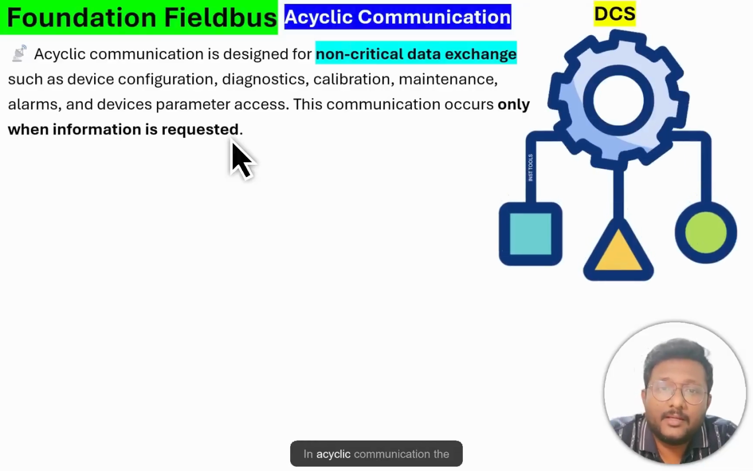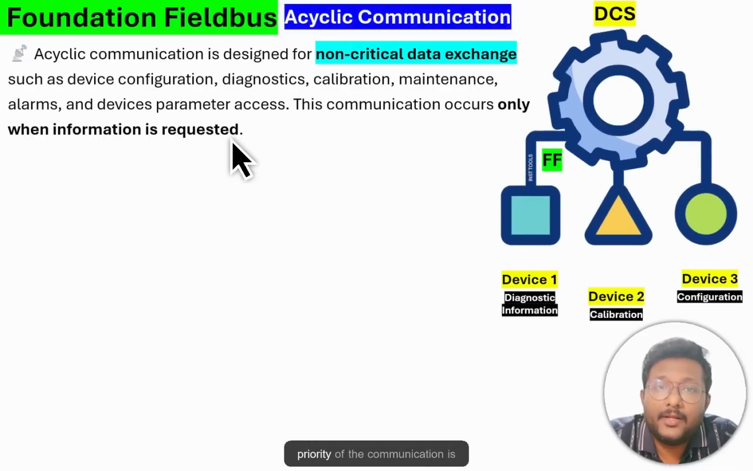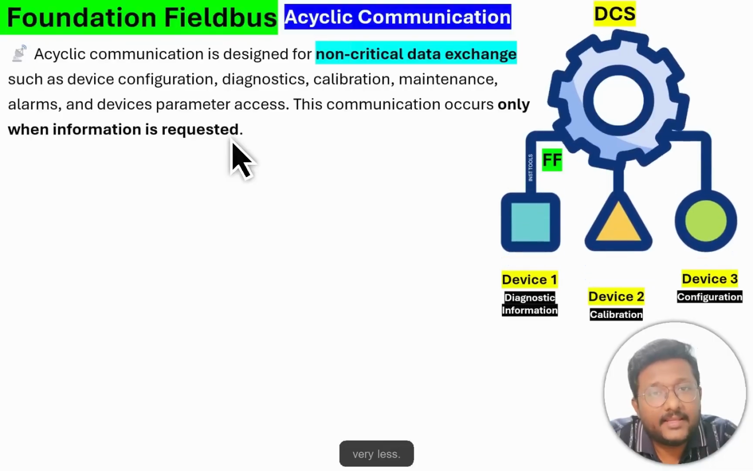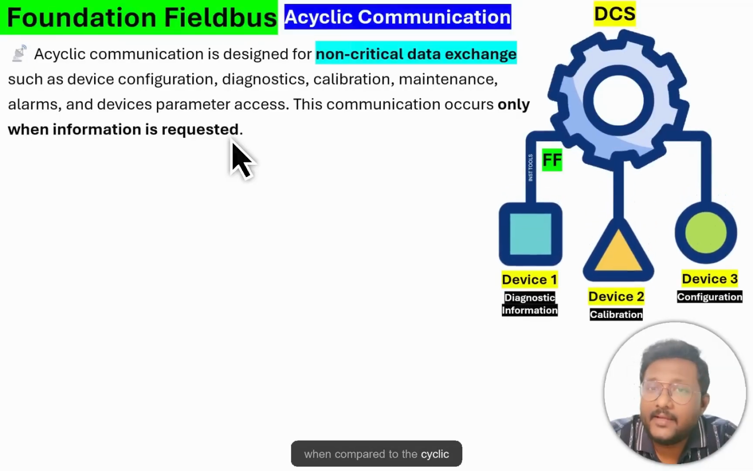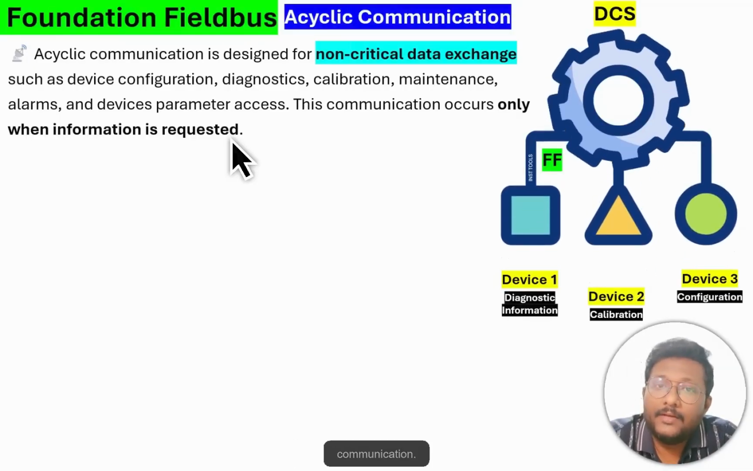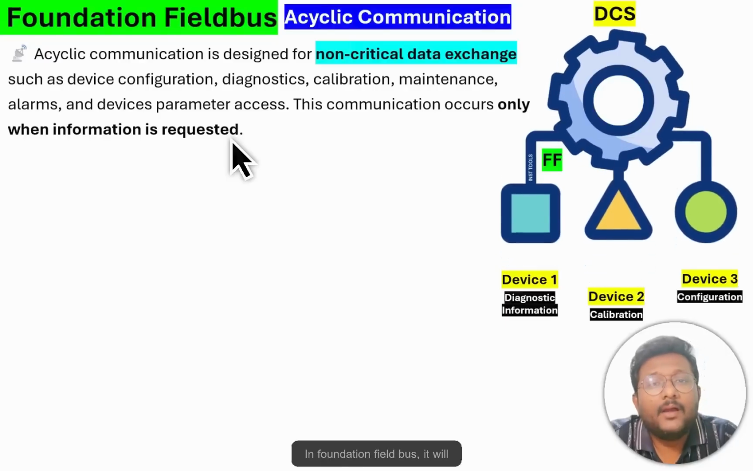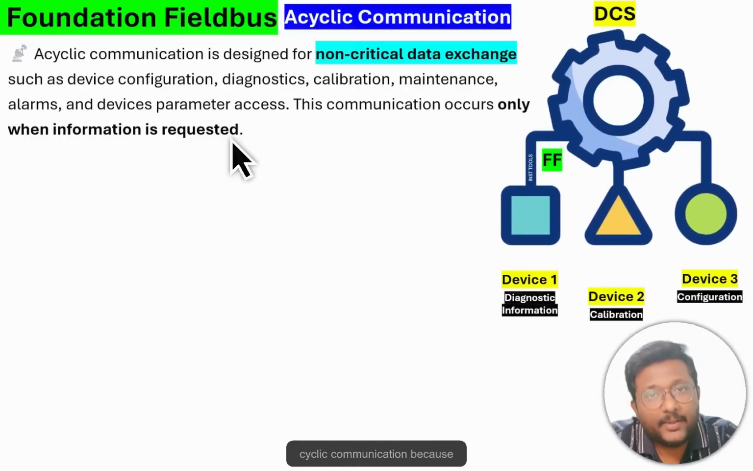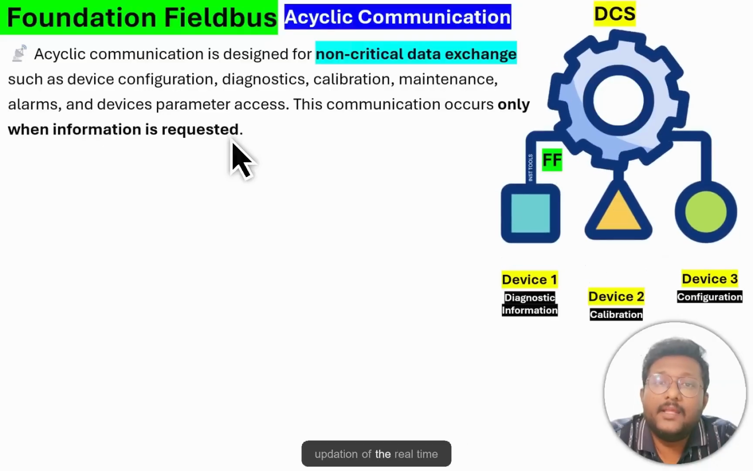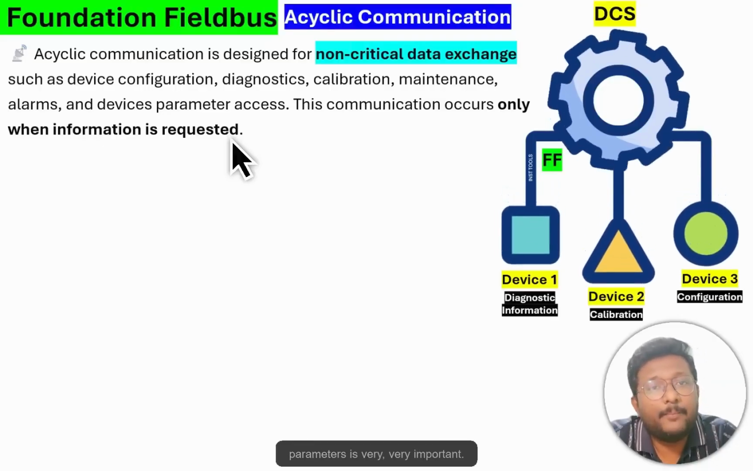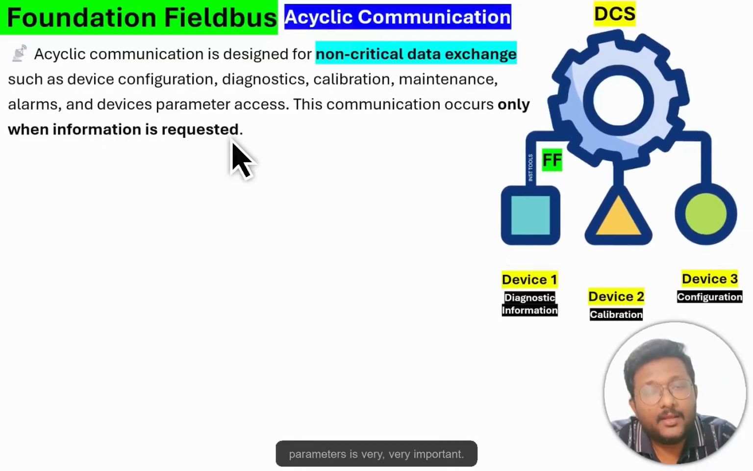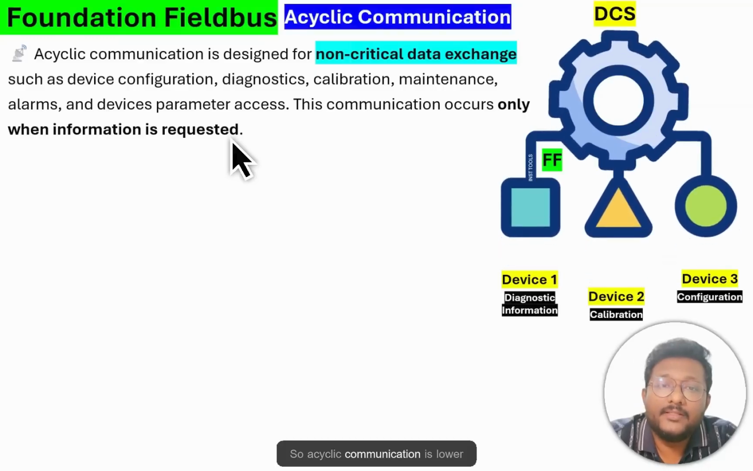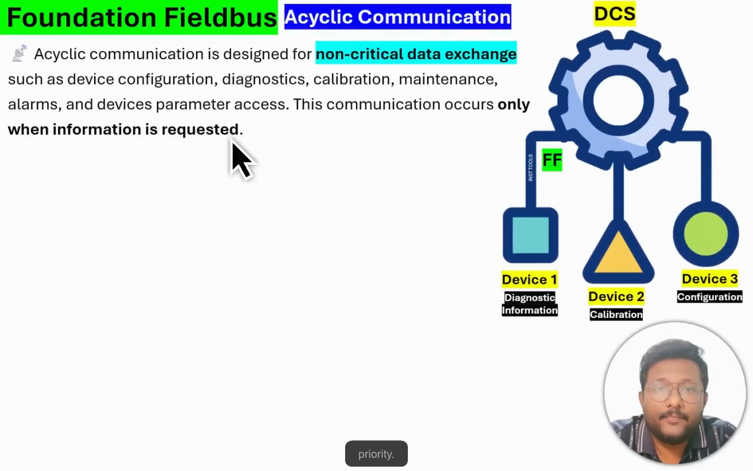So we have this acyclic communication. In acyclic communication, the priority of the communication is very less when compared to the cyclic communication. In Foundation Fieldbus, it will give the maximum priority to the cyclic communication because updation of the real-time parameters is very important. So acyclic communication is lower priority.